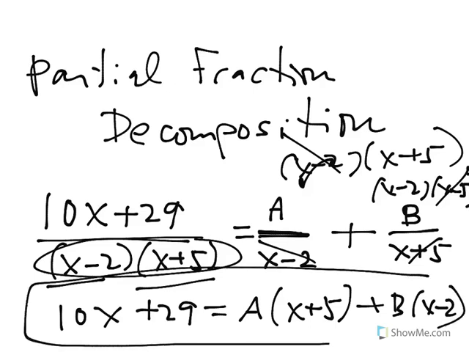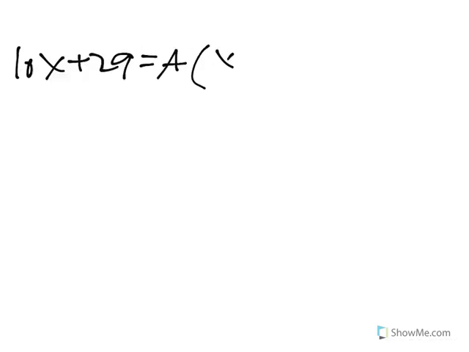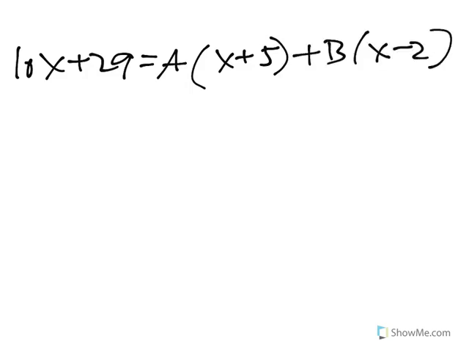And this expression here is going to lead us to two options from this point, option 1 and option 2, and these are the two approaches to complete the question. So let me write down what we have there. 10x plus 29 equals a times x plus 5, and b times x minus 2. So method number 1 goes like this.